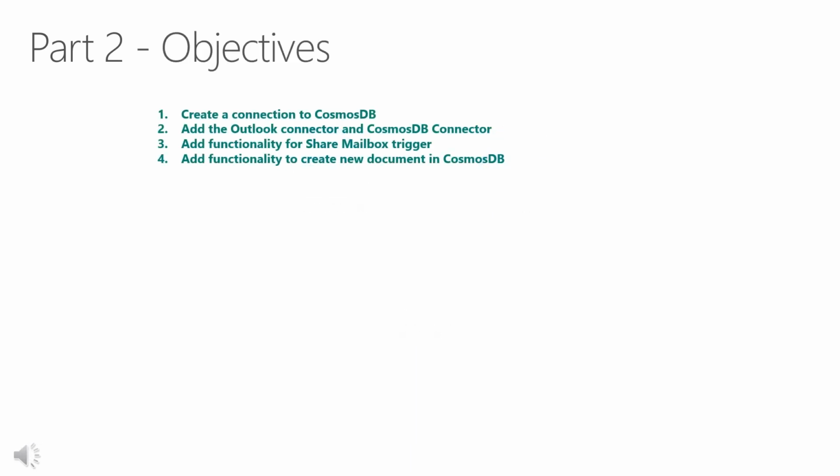Objectives for part 2 are to create a connection to CosmosDB, add the Outlook and CosmosDB connectors, and add the trigger for the shared mailbox, as well as the ability to create a document in CosmosDB.